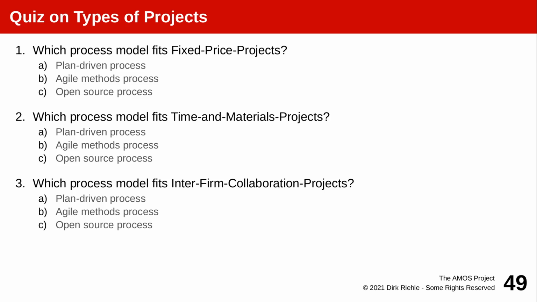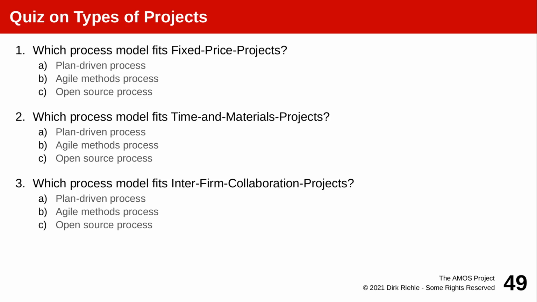Let's take a look at what this means. So say you're a consultancy and there's a customer and they say, I only have this money, go do the thing, I can only pay that much. So it's a so-called fixed price project. Which type of approach works best for that? Plan-driven software development, agile methods, or open source, which we didn't really discuss yet, but so just A or B.